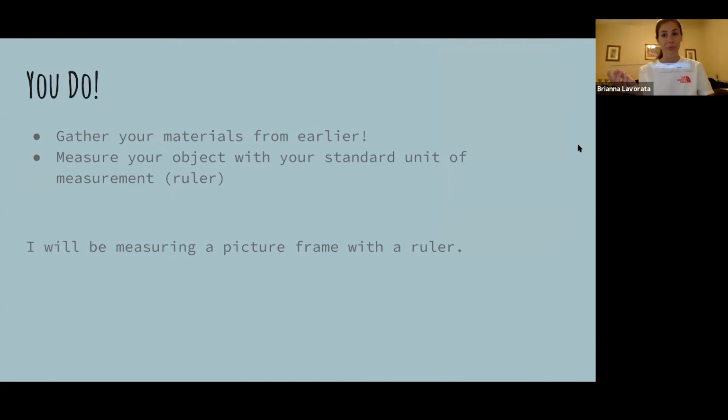Go ahead and grab your measuring tool that you grabbed. So I got a ruler. And go ahead and grab your measuring object, something that you're going to be measuring. So for me, I'm going to be measuring this little picture frame. And we're going to get started on measuring that. So go ahead, pause this video if you need to go gather those materials. And join us back to measure. All right.